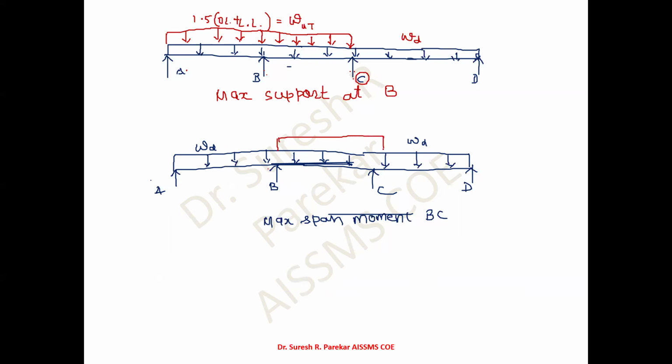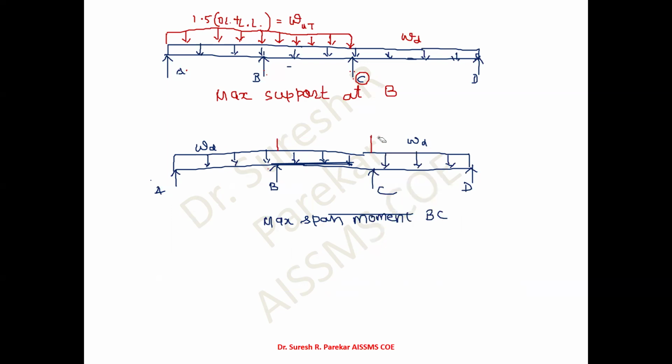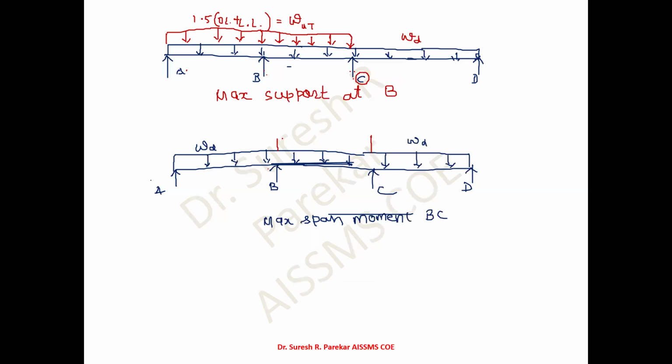1.5, sorry, till this only. So we have till this only. On BC, we have WUT. So WUT, that is 1.5 dead load plus live load. So that is WD and WL.